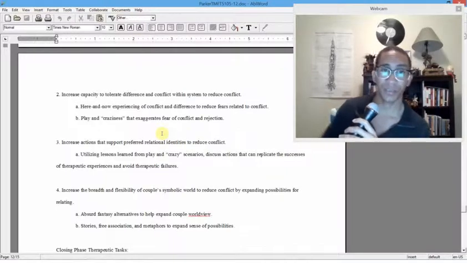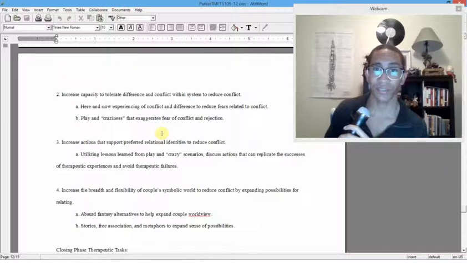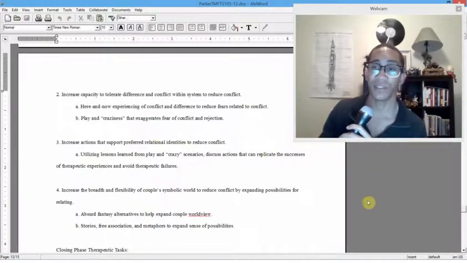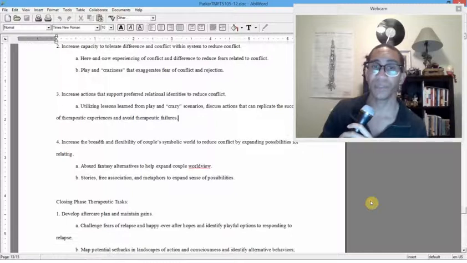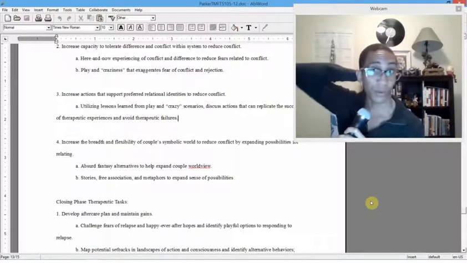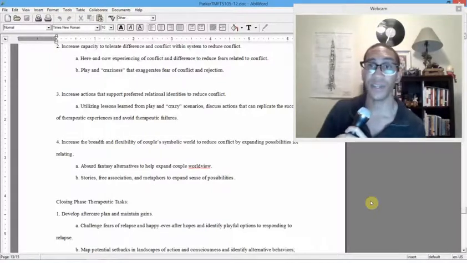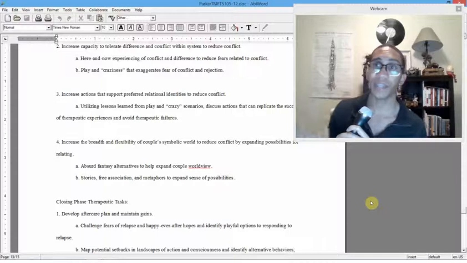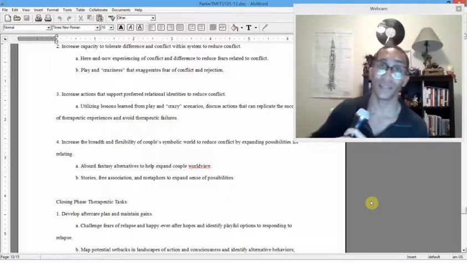Utilize lessons learned from playing crazy scenarios. Discuss actions that can replicate the successes of therapeutic experiences and avoid therapeutic failures. So through the symbol system play, you can sort of help a family see that the problem, you can grow from it, when you act out conflicts in a way that actually works to show them, like, this is concrete evidence that you guys have this fight, but you did it a little bit differently this time, and it worked out.